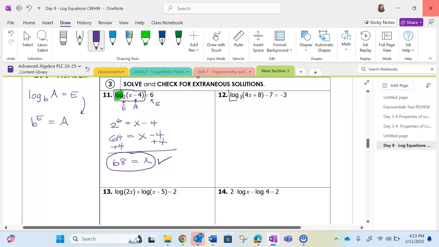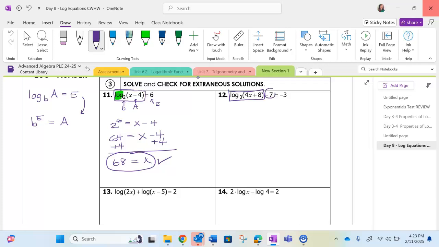All right, problem number 12. Again, log base argument has to be alone. I need to move this -7. So I got to do it first before I can do anything else. So I'm going to add 7 to both sides. So I get log base 3 of 4x plus 8 equals -3 plus 7 is 4. Now it's all alone, so now I can identify the base, the argument, and the exponent.